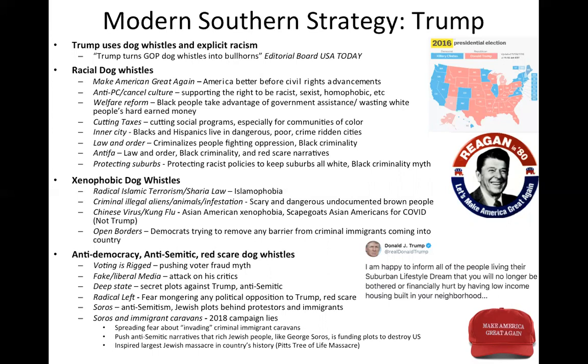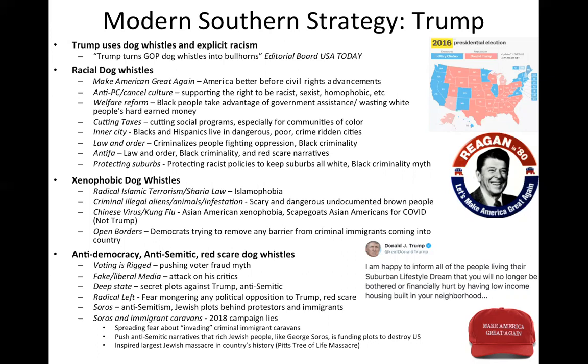He's really big on protecting the suburbs. A lot of racial dog whistles around there. He tweeted as he was dismantling the Obama HUD rule that basically said that cities had to analyze their housing, and if they found racial discrimination, they had to create plans that they had to submit to the federal government on how to address it.